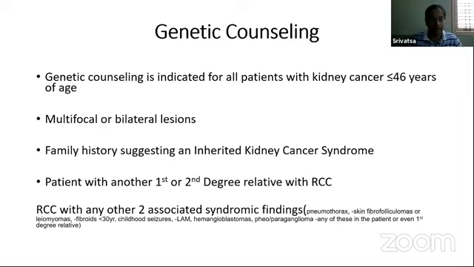And genetic counseling is also indicated in patients who have RCC with any other two associated syndromic findings during the imaging. That could include a pneumothorax, fibrofolliculomas, leiomyomas, fibroids in female patients, patients who have had childhood history of seizures, or patients who have had pheochromocytoma or paraganglioma, or any of these combinations. Even if there are two of these associated findings, it is probably advisable to offer genetic counseling.